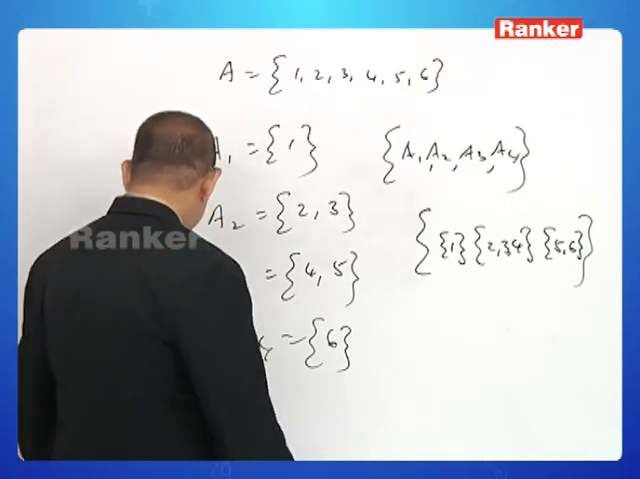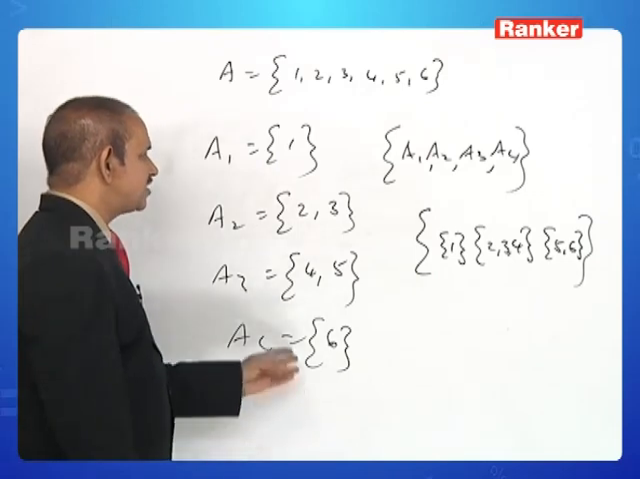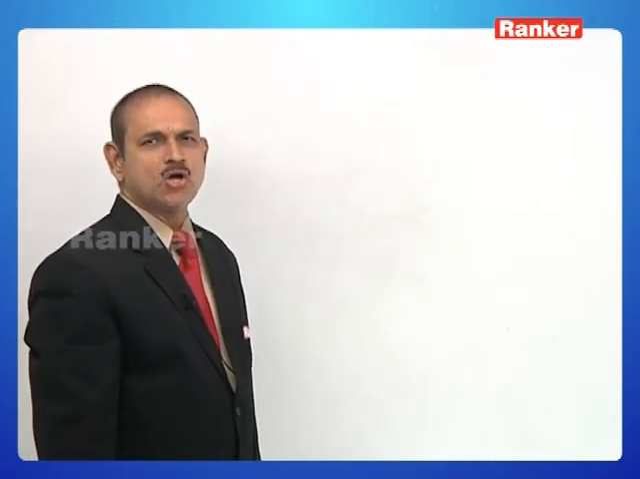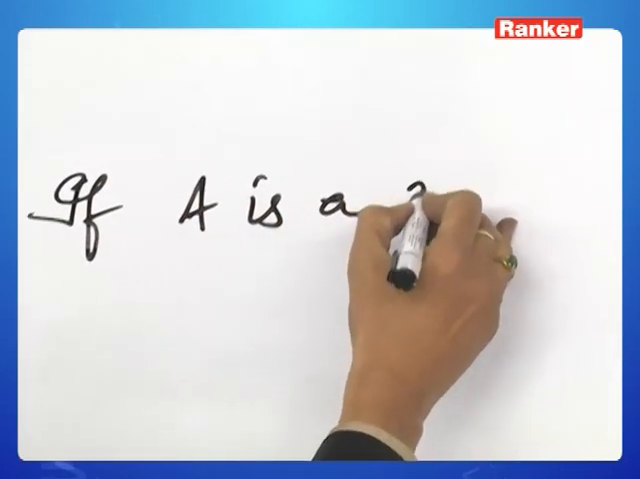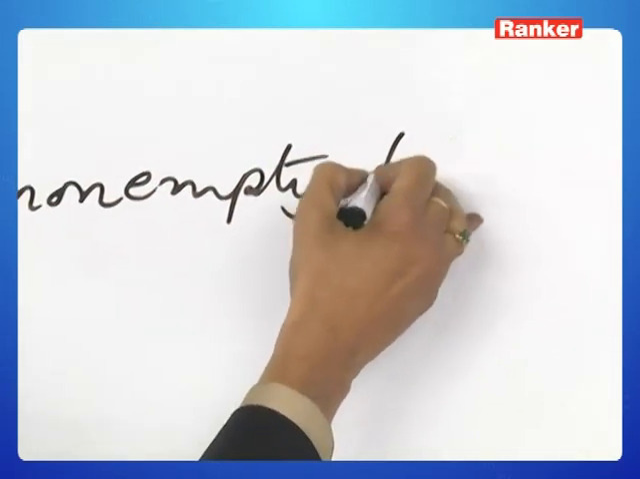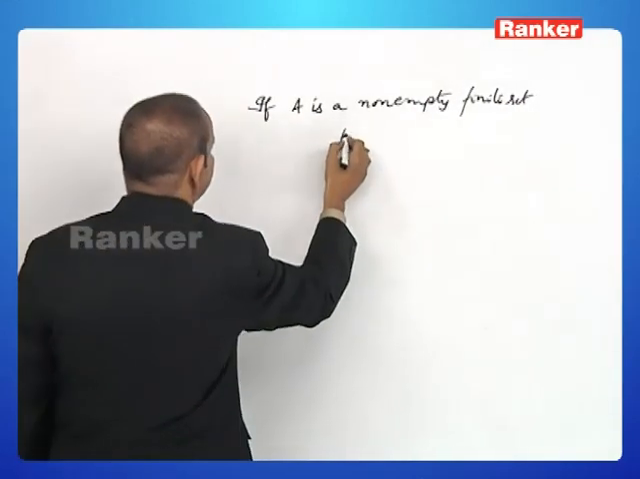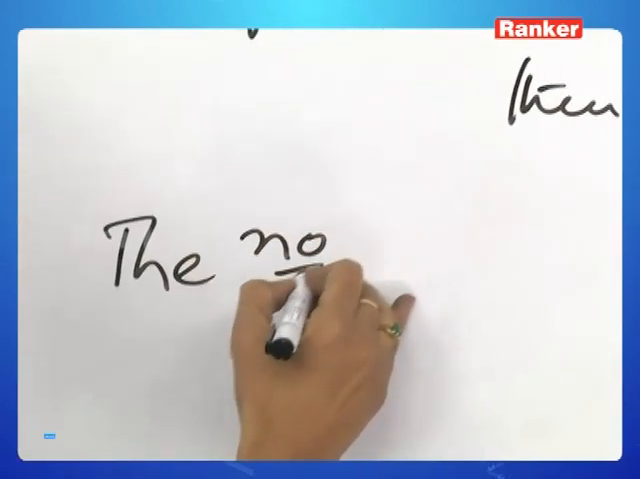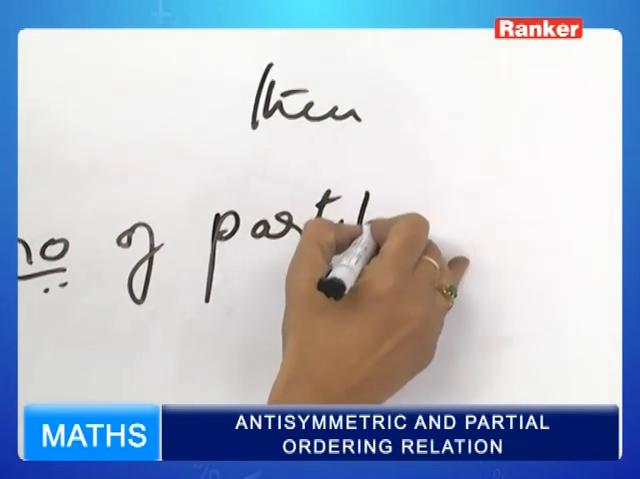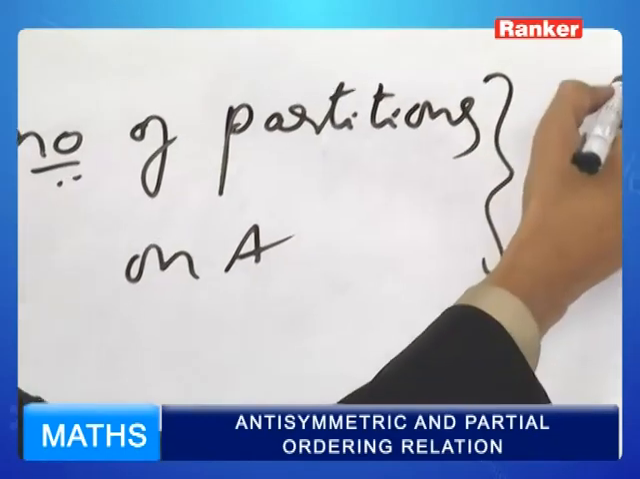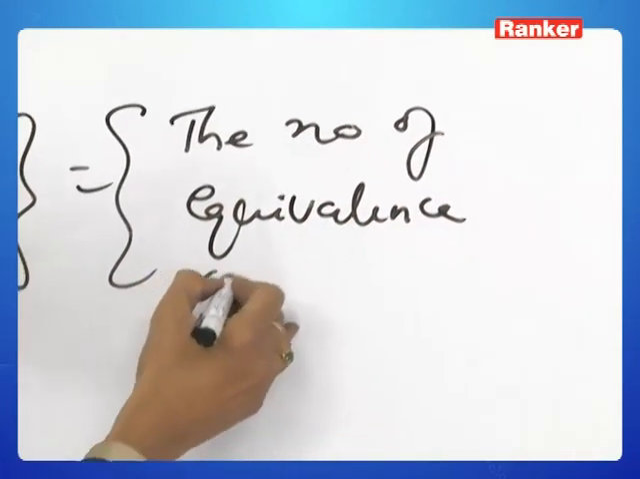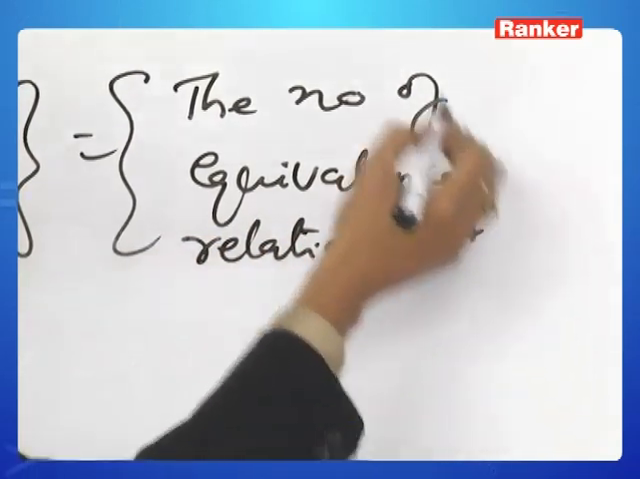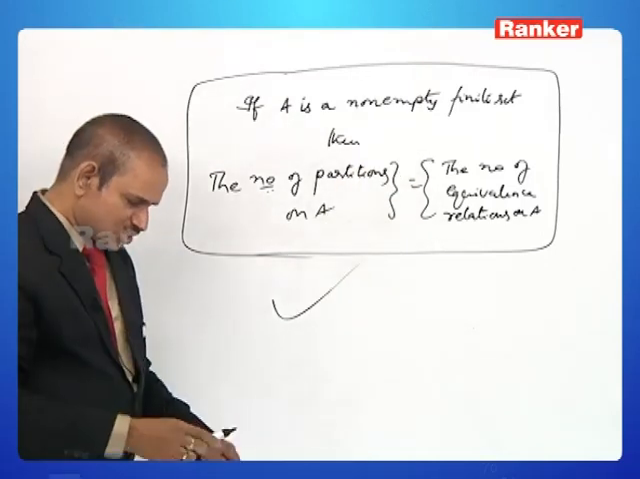So, what is the thing to be written? We shall have it in the form of a sentence. This is a partition, this is also a partition. The valuable sentence that must be stored in our memory is this. Follow it carefully. If A is a non-empty finite set, then the number of partitions on A is equal to the number of equivalence relations on A. This is the most valuable sentence that one must keep in mind.